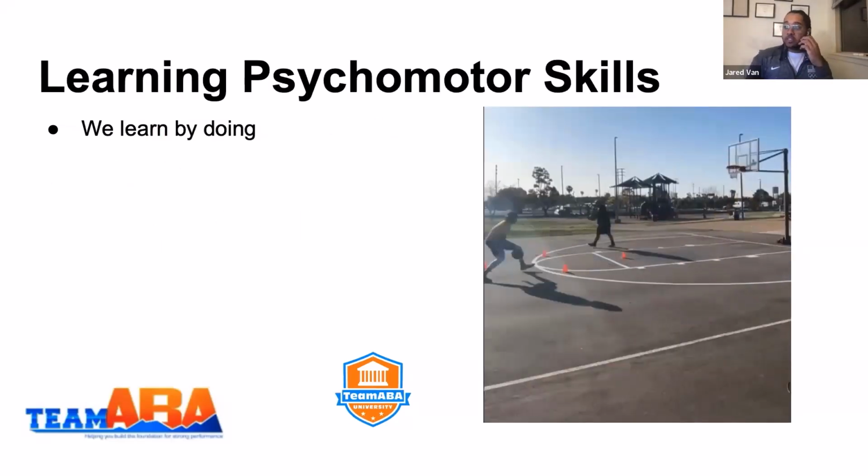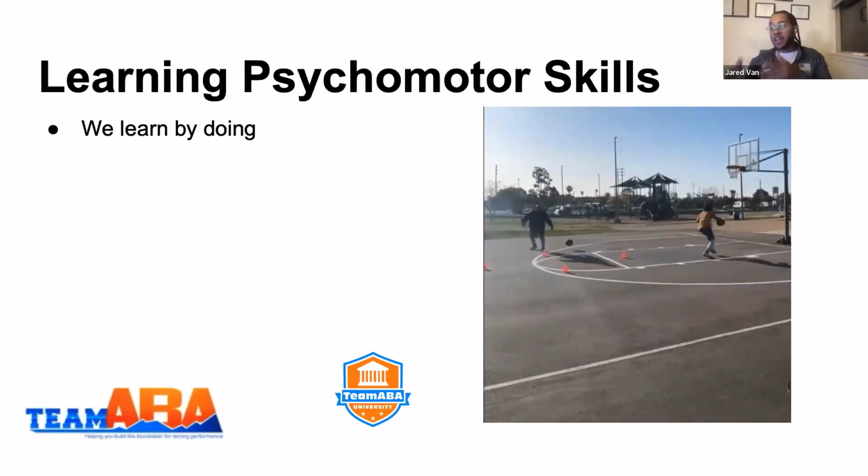And when we're learning psychomotor skills, like I said, we learn by doing. So here's me practicing between the legs to the left, then to the right of the cone, and then single dribble up to the rim, dunk. And I practice that so that I can use that chain in a game.